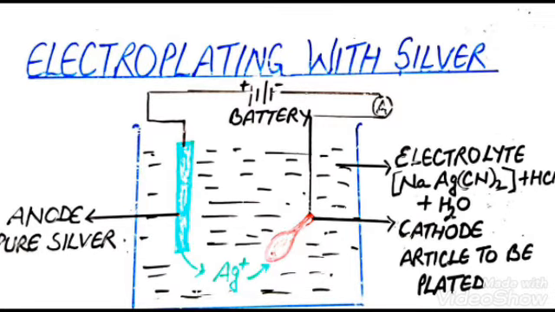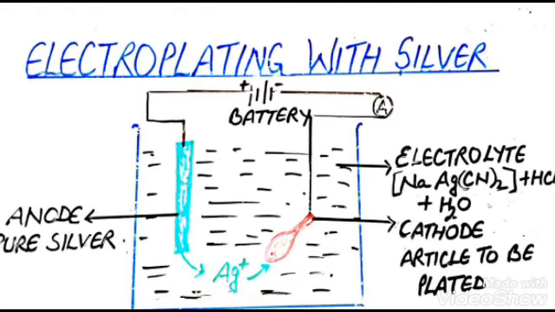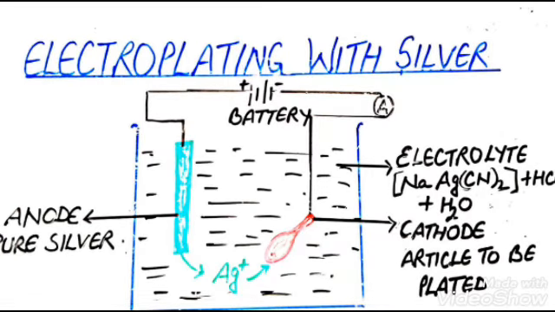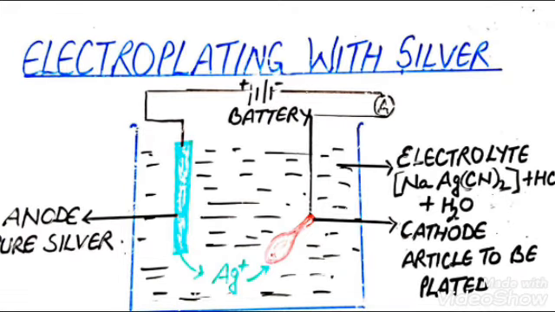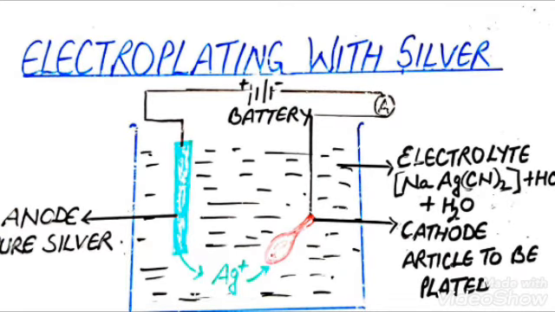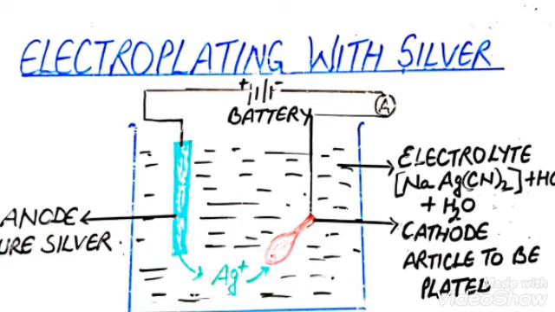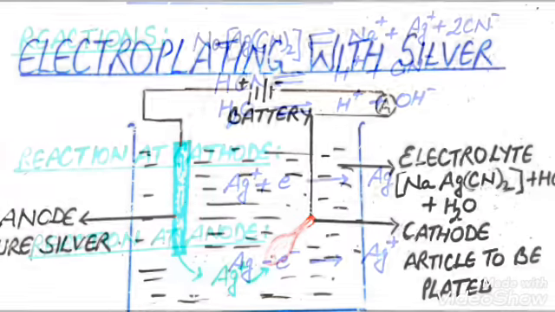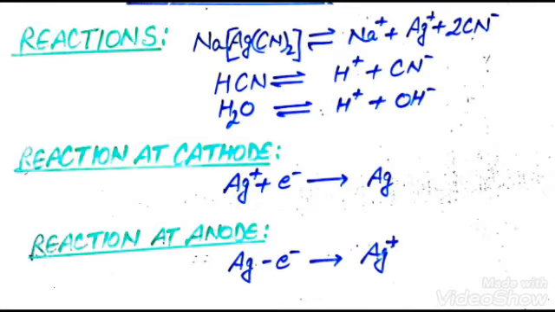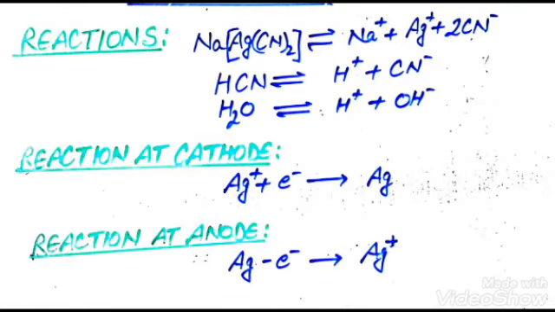Here sodium argentocyanide is used as electrolyte and a few drops of hydrogen cyanide is used, which increases the process of electrolysis. Sodium argentocyanide is dissolved in water to prepare its solution. The components of electrolyte dissociate into their ions. So sodium argentocyanide, hydrogen cyanide and water dissociate to give their respective ions.